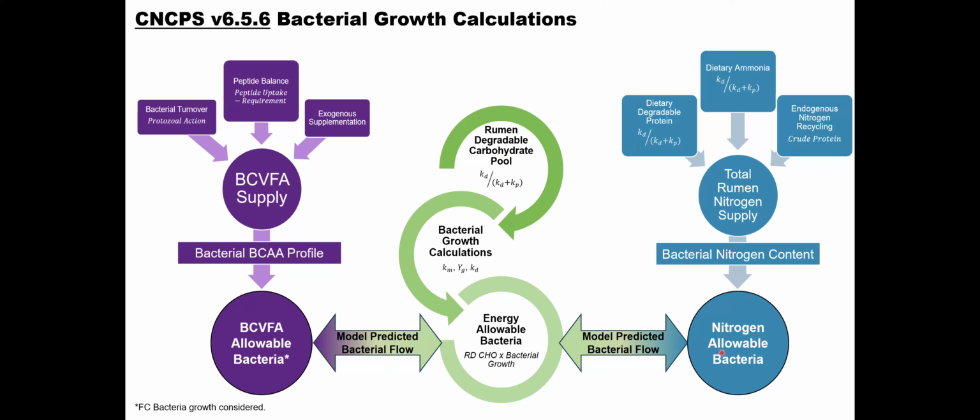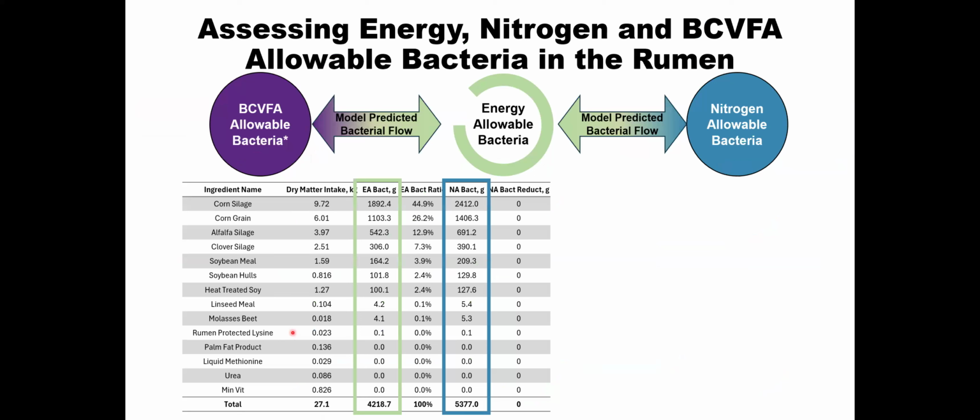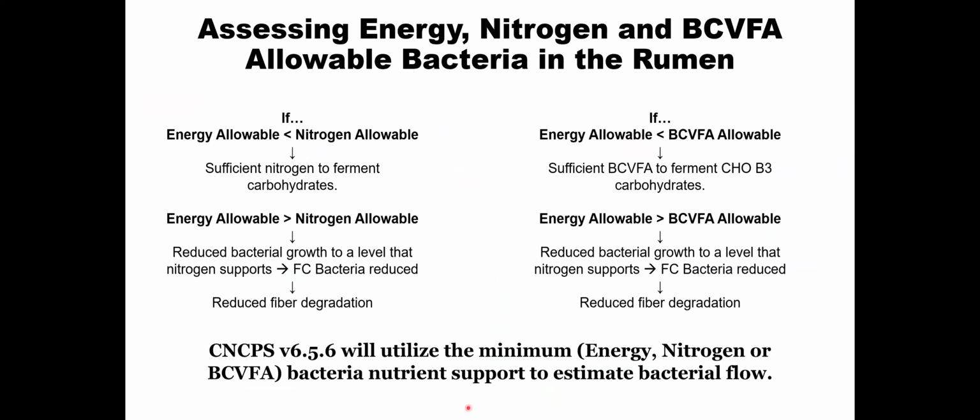Because again, up until this time, we put all of this requirement onto the nitrogen allowable bacteria, and that hasn't been entirely accurate because we've misrepresented or just didn't represent these obligate requirements for these fiber bugs with the branch chain VFAs, right? So now when we look at this, we've got back to the diet that I showed you, our 4,200 grams of energy allowable bacteria, not quite 5,400 grams of nitrogen allowable bacteria.